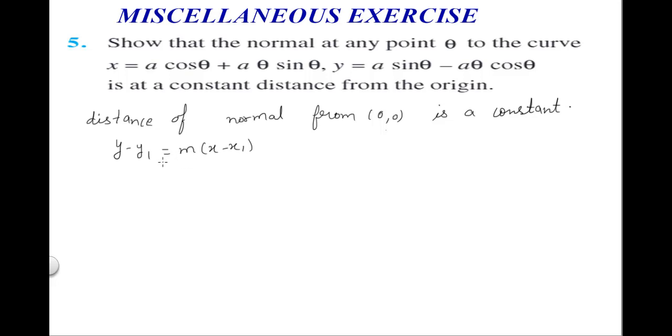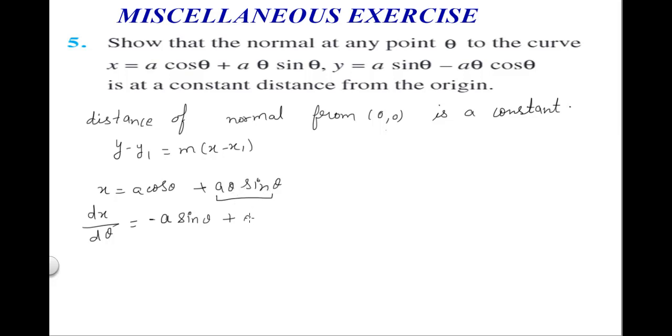To find that, first of all we need to calculate dy by dx. So we'll first take x equals a cos theta plus a theta sin theta, and calculate dx by d theta first. Differentiating it with respect to theta, we get a as it is. Differentiation of cos theta is minus sin theta, plus, now you just see here this one, theta and sin theta, there are two functions. So we'll use the product rule.